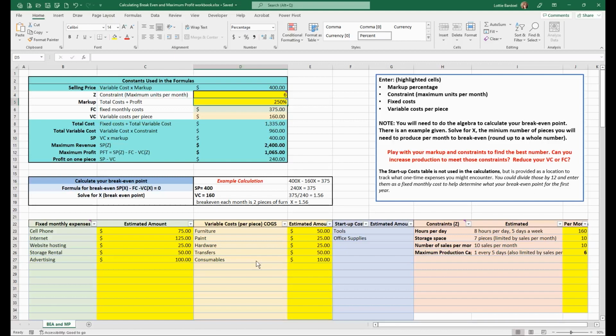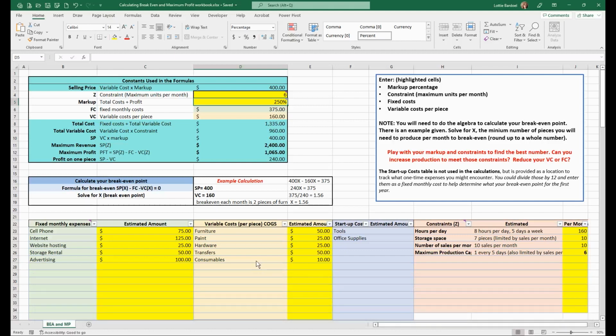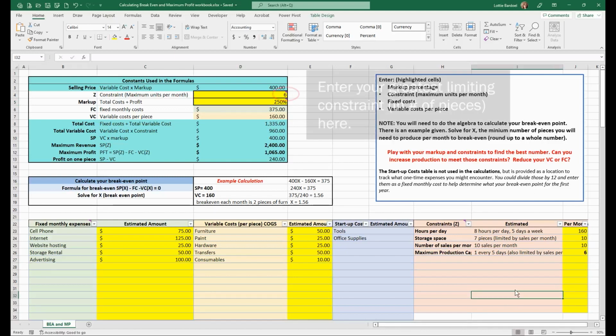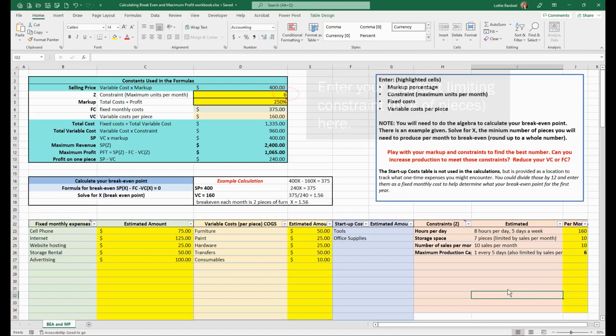Your constraints are crucial considerations. If you can only produce a few pieces of furniture a month or have limited storage space, you need to enter that here. Knowing your constraints helps you plan your business better. By recognizing your limitations, you can either make adjustments to improve them or adjust your pricing to offset them. Once you've listed your constraints, find the greatest limiting factor. In this example, the maximum production capacity is the most limiting factor. I have entered 6 in the constraint box.